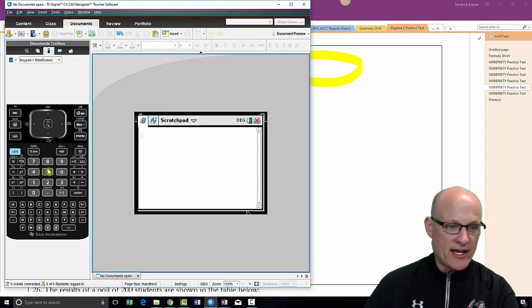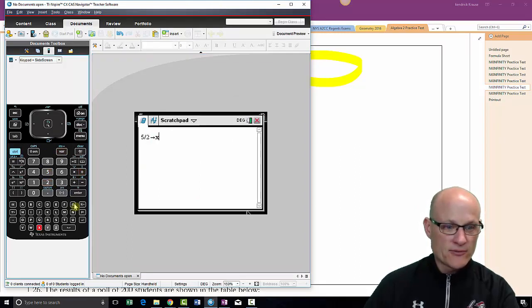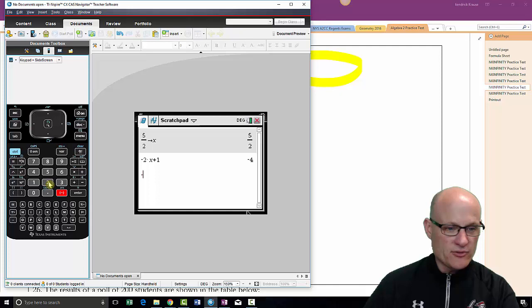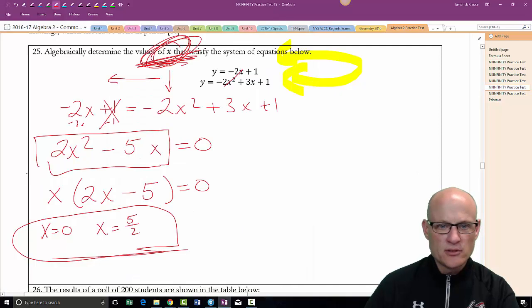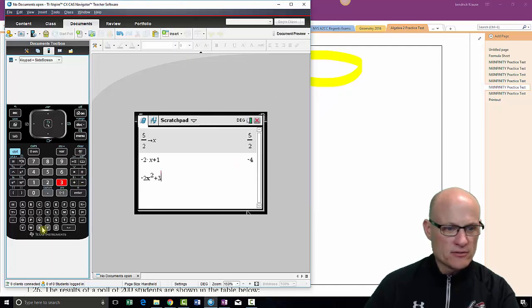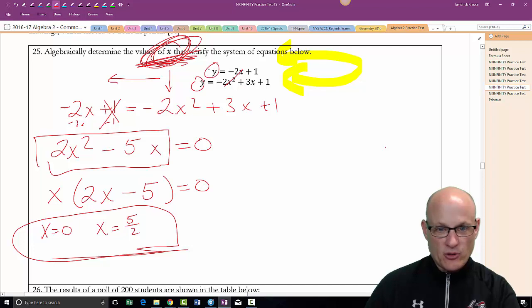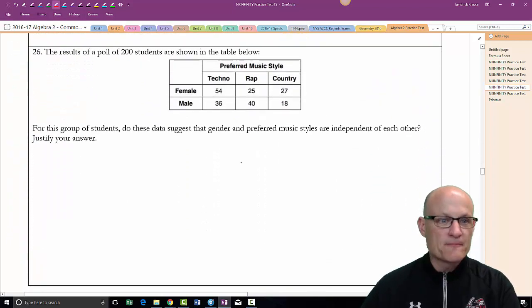But let's try this 5 halves. 5 divided by 2, control var x. And then you type in the left side, negative 2x plus 1. Boom, negative 4. Then you type in the next one, negative 2x squared plus 3x plus 1. And look at that, negative 4, and that means that y is negative 4. And I solved it. All right, done with that one.